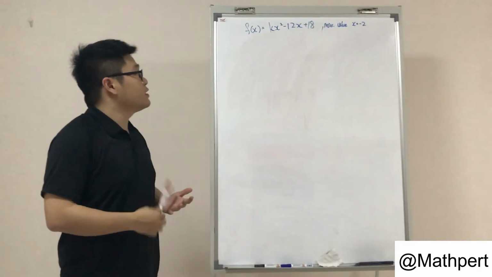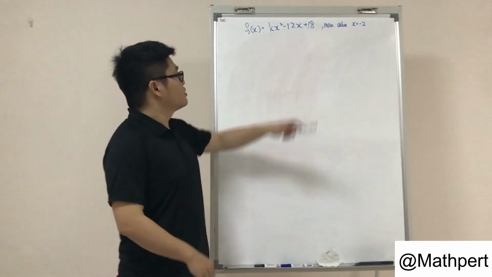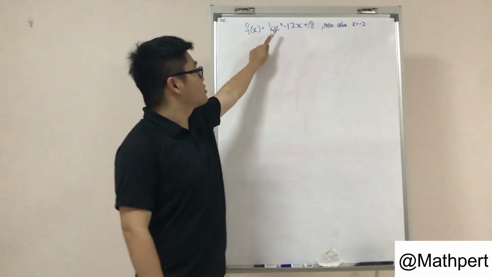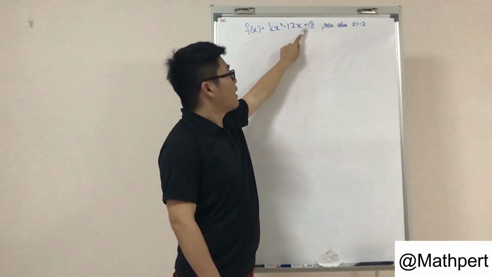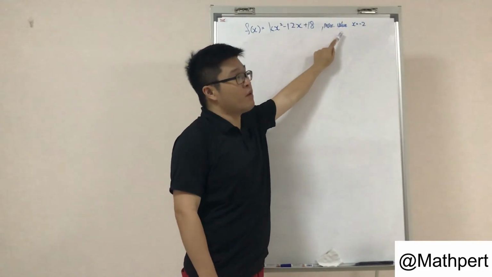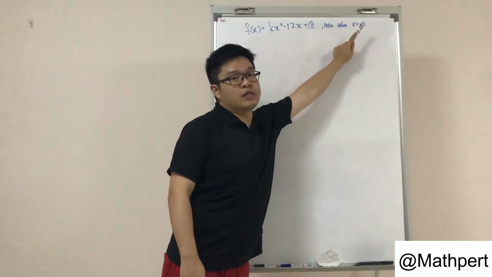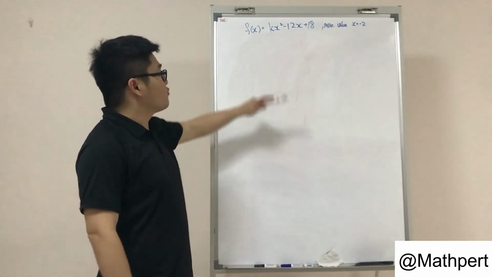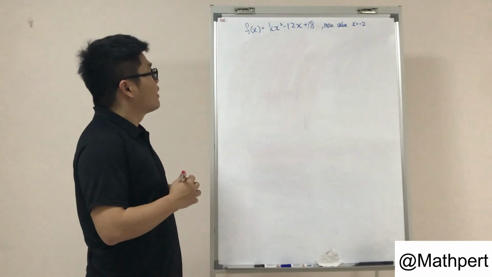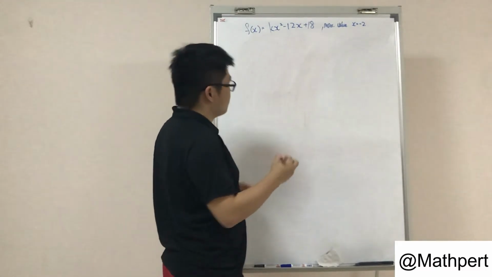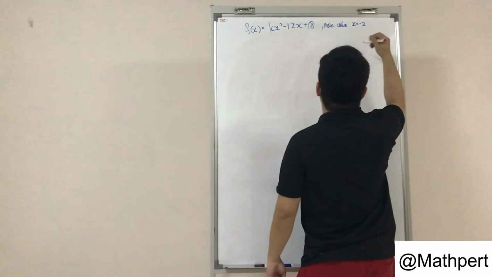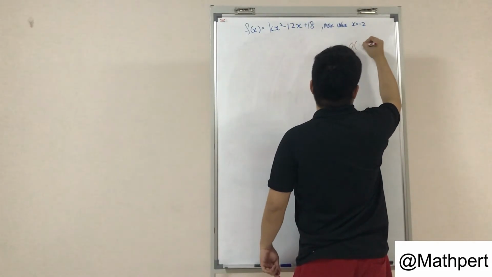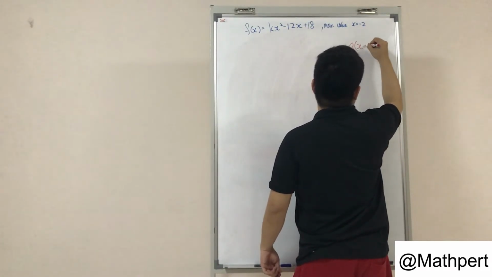Next, let's take a look at this example. Given the function f(x) equals k x squared minus 12x plus 18 with a maximum value at x equals negative 2. So we are asked to find the value of k. First of all, let me write down the general format for completing the square.